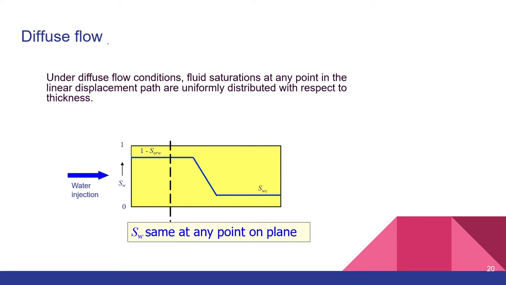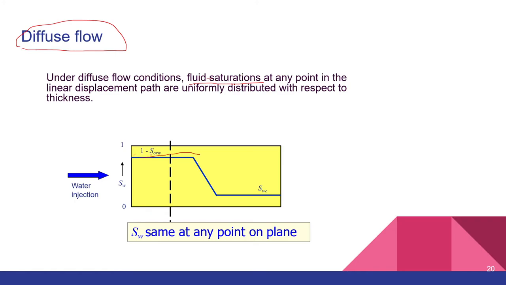The second one is diffuse flow. Under diffuse flow conditions, the fluid saturation at any point in the linear displacement plot is uniformly distributed with respect to the thickness. This means water saturation is the same at any point on a plane. So when you have water injection here, you will start to produce, but it is constant.